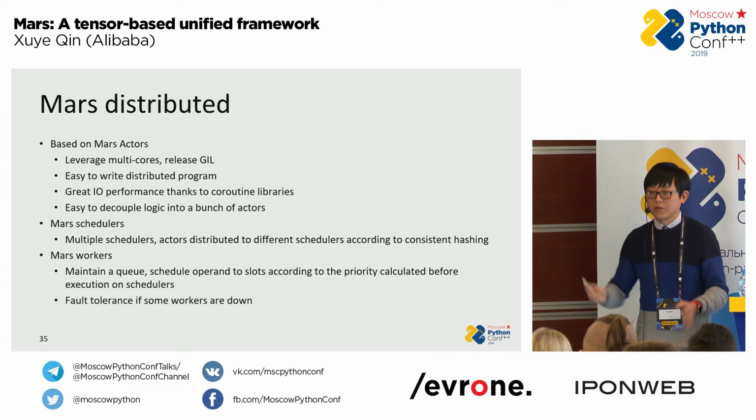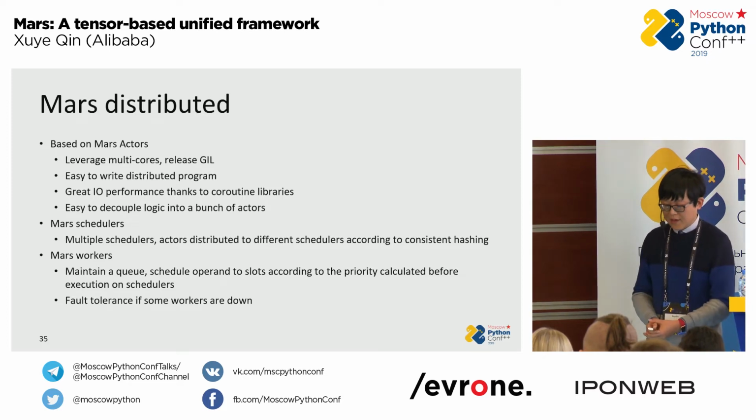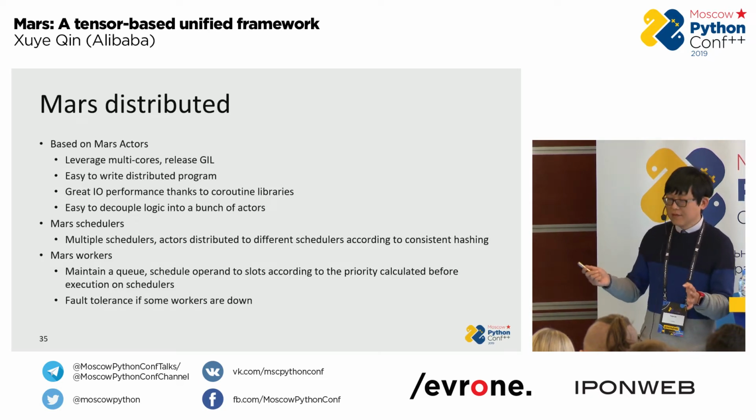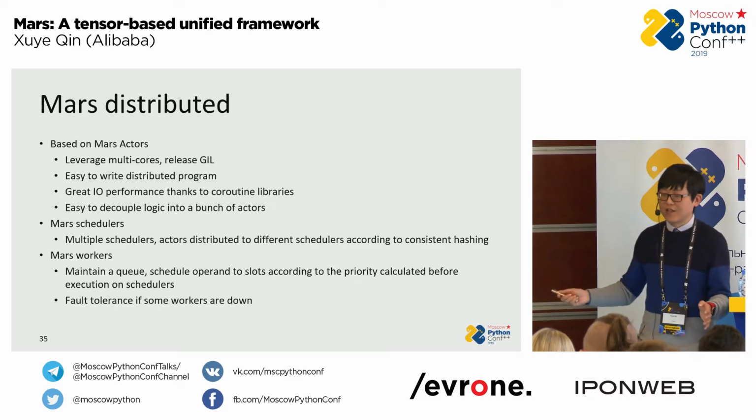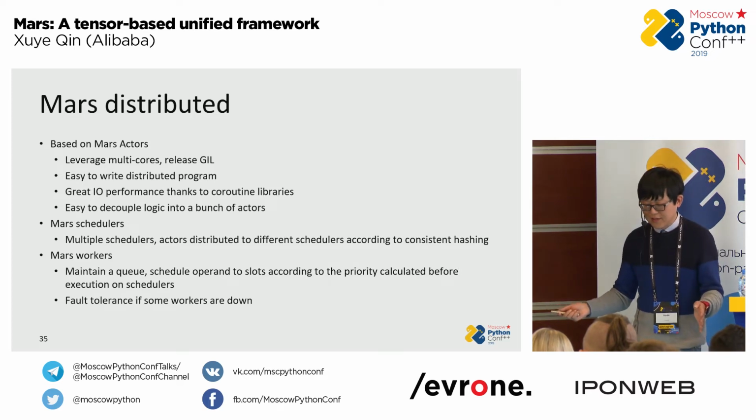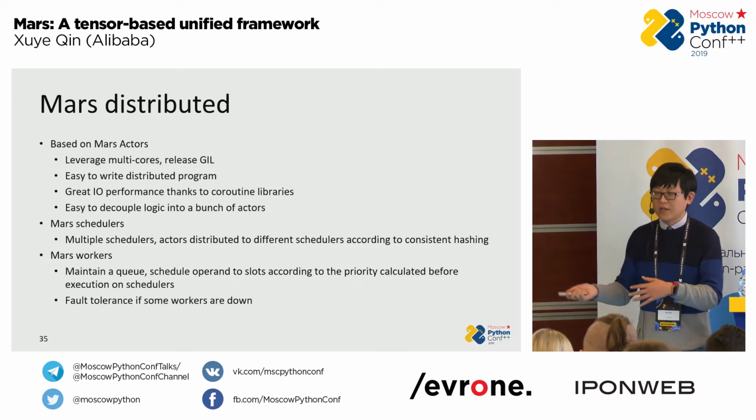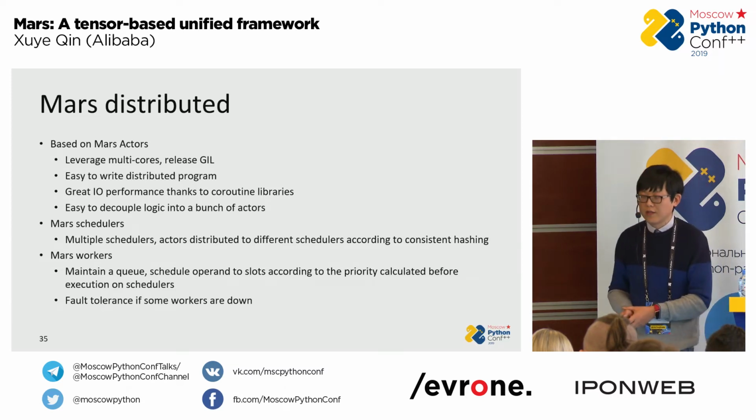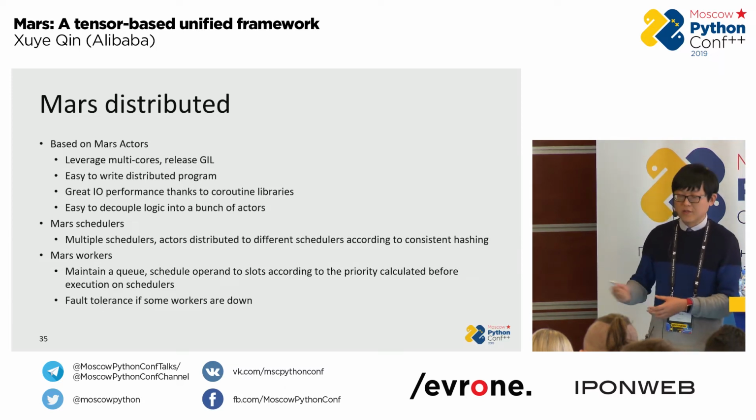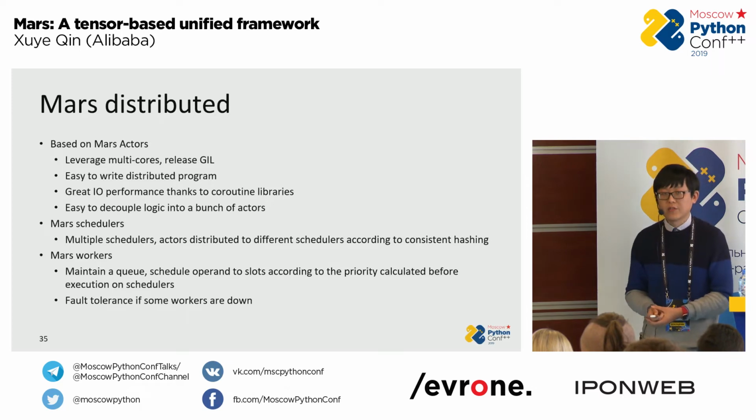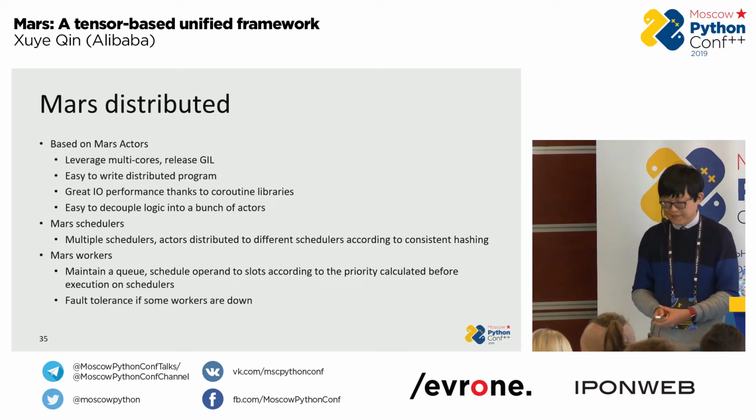We can scale because we are multiprocess, and it is easy to write the distributed program because they are just classes. We can just decouple our logic into many classes. And we have great I/O performance thanks to the coroutine. This is just the advantage of the coroutine. And like I said, it is easy to decouple logic into many classes.